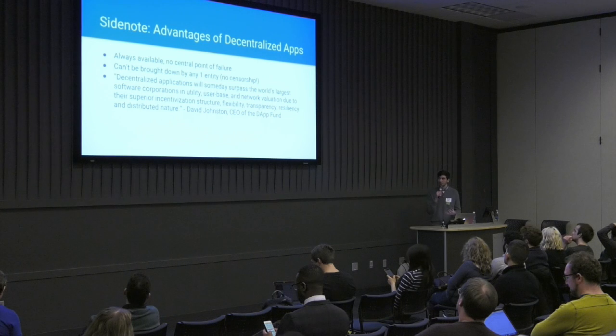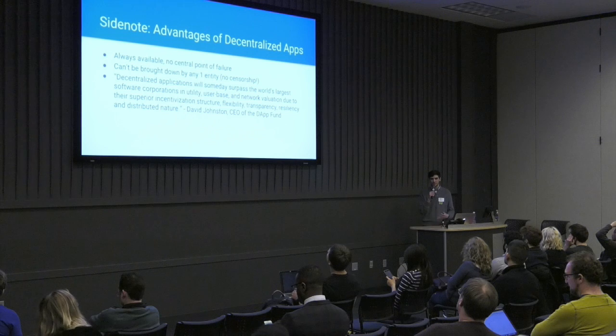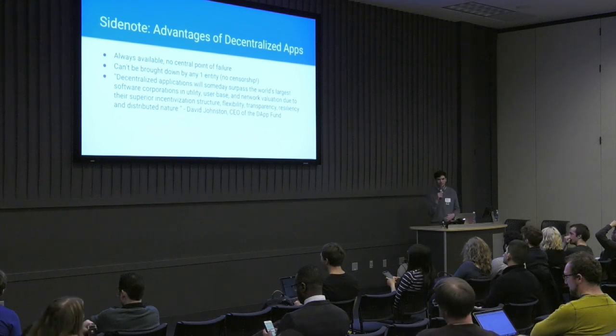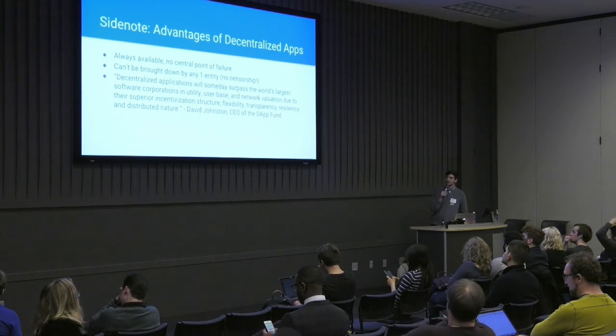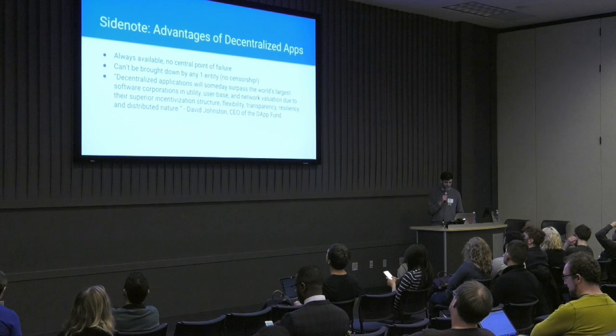It's just much harder. Because if you think about that graph that I just showed, if you eliminate one node, all the other nodes are still connected to each other. So there's no central point of failure. They're going to keep going. And that leads us to the second one. It can't be brought down by any one entity. So it becomes really hard to have any sort of censorship.